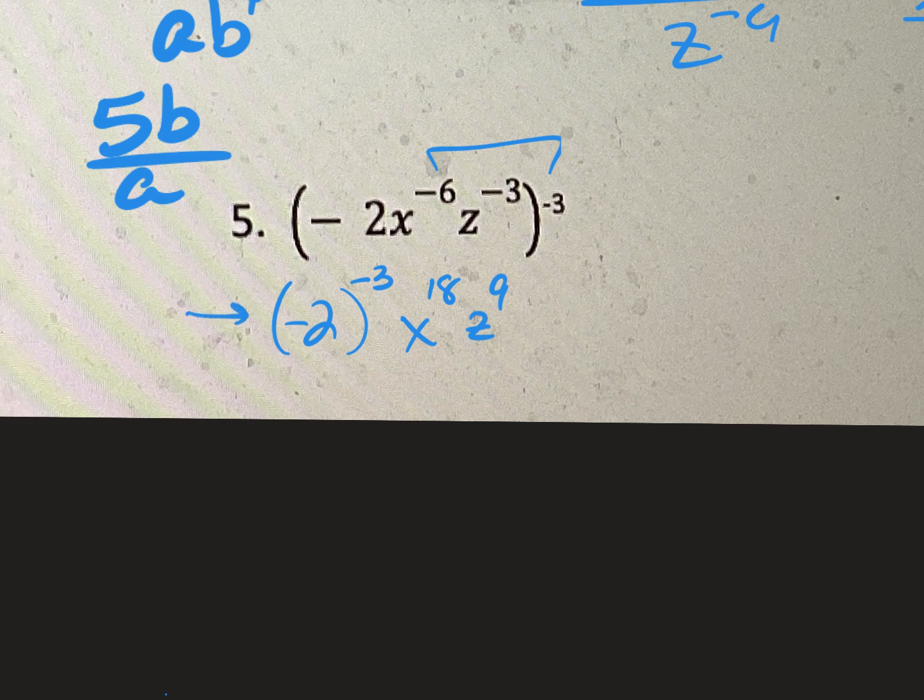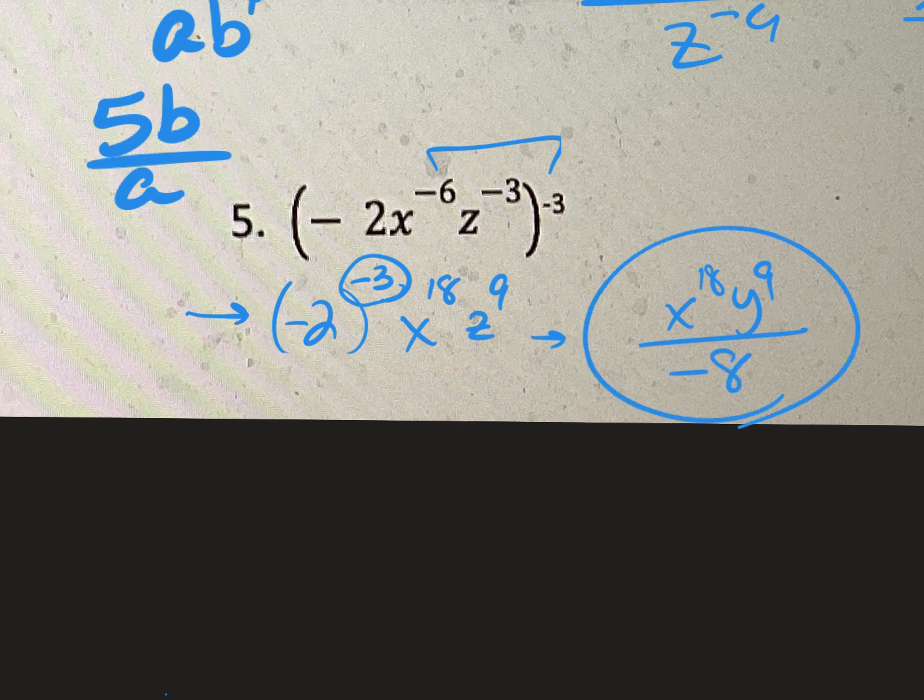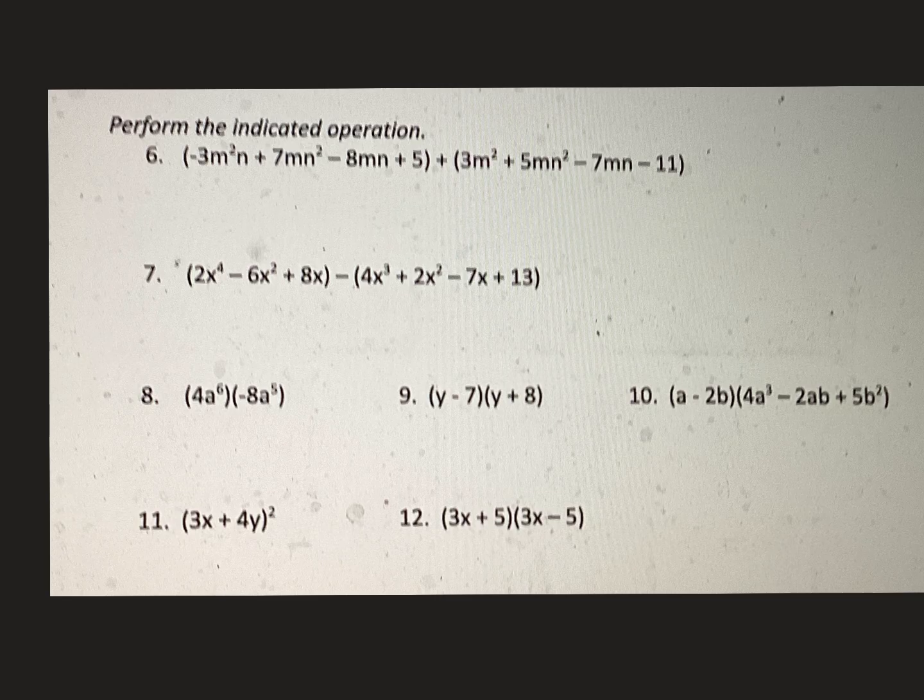I've got to flip the negative 2. Now, watch what I do here. When I flip that negative 2, first of all, remember the x and y's are good. I have to flip it, and because it's negative 3, I've got to flip and cube. All right, so when I flip it, it's going to the bottom, obviously. When I cube negative 2, I do negative 2 times negative 2 times negative 2. That's negative 8. There you go.